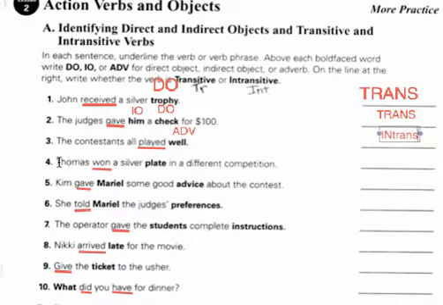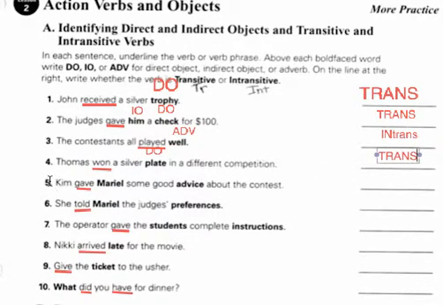Number 4, Thomas won a silver plate in a different competition. Oh, I could see a place for parentheses in a different competition. But over here, what did Thomas win? He won what? Oh, there it is. He won a plate. So we do indeed have a direct object. Do we have an indirect object? Nope. That would be located between the direct object and the verb. We just have adjectives. So we do definitely have a direct object, so that makes this verb transitive.